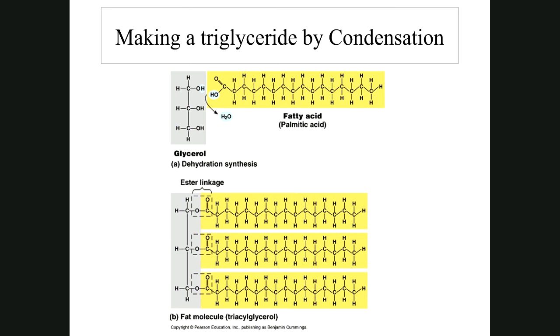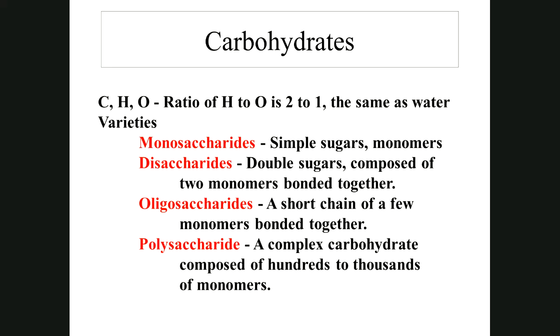Carbohydrates. Okay, carbo says carbon, hydrates, hydroxyl, OH, and there it is, carbon, hydrogen, and oxygen. The ratio of hydrogens to oxygen is 2 to 1, the same as water. Remember I told you that glucose was C6H12O6, H12O6, that's 2 to 1.